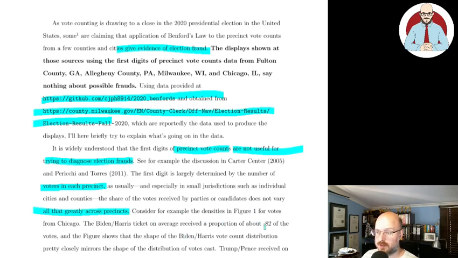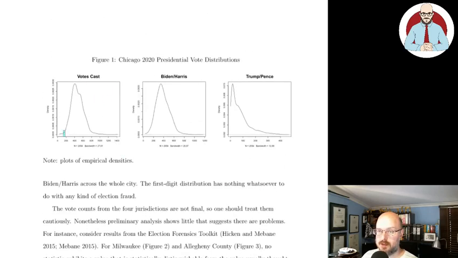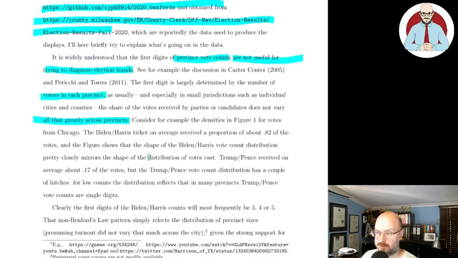Consider, for example, the densities in Figure 1 for votes from Chicago. Does he have that here? Yes. The Biden-Harris ticket on average received a proportion of about 0.28 of the votes, and the figures show the shape of the Biden-Harris vote count distribution pretty closely mirrors the shape of the distribution of votes cast. Trump-Pence received an average of about 0.17 of the votes, but the Trump-Pence vote count distribution has a couple of hitches. For low counts, the distribution reflects that in many precincts, Trump-Pence vote counts are single digits.